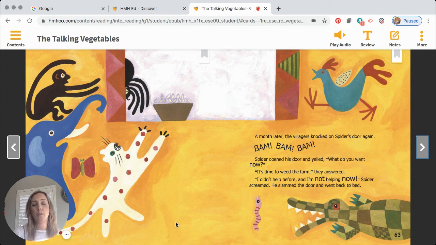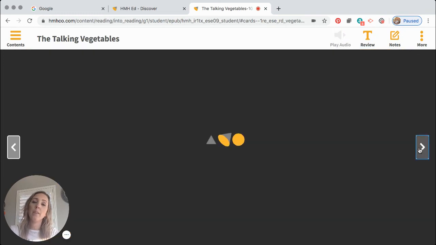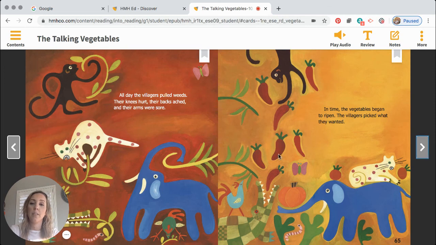Ooh, I want you to show the person sitting next to you thumbs up or thumbs down. Has Spider's attitude changed from what we said before? It hasn't, has it? Spider is still not willing to help his neighbors, even though they come to him and ask him for help again. Let's keep reading to see, what do we know about the neighbors? What kind of characters are they? Are they the same type of character as Spider or different?